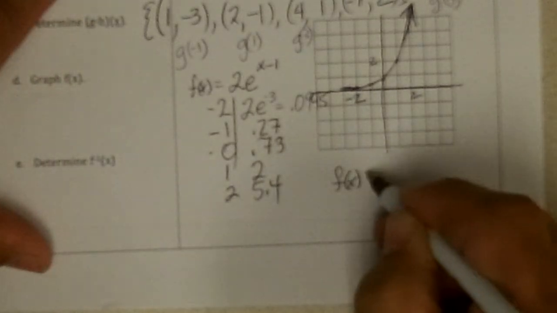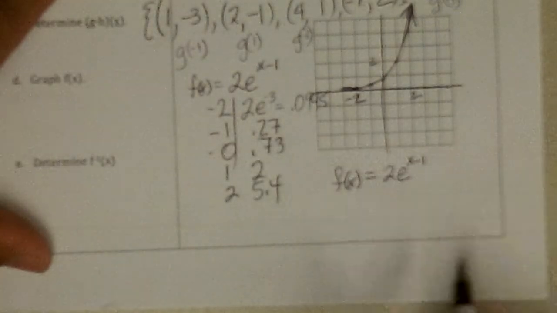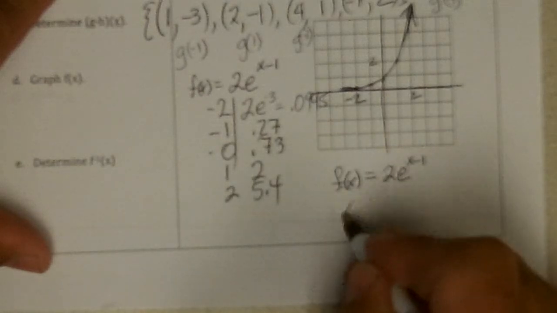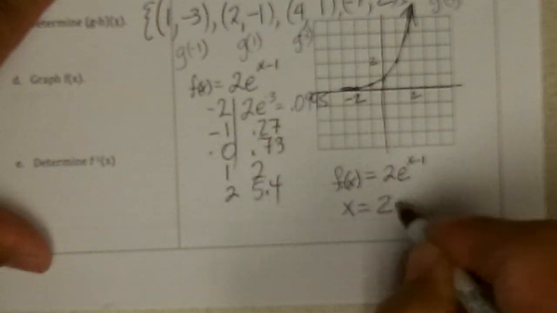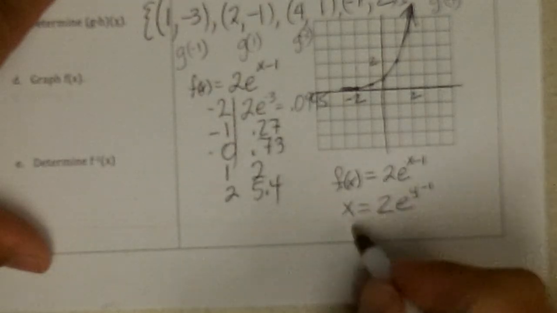And determine f inverse of x. So if I have f of x, or y equals 2e to the x minus 1, then I've got to switch the y and the x. So I've got x equals 2e to the y minus 1. So I divide by 2.